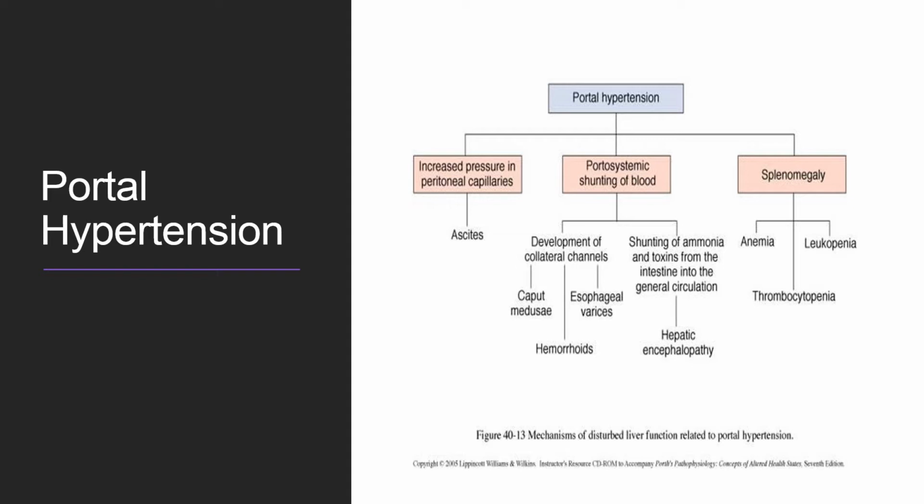Another consequence of this portal hypertension is the enlargement of the spleen. And that can result in anemia, leukopenia, and thrombocytopenia. So when you review that, think about the role of the spleen. What is the function of the spleen? And that'll help you to understand some of the mechanisms that disturbed liver function can result in.